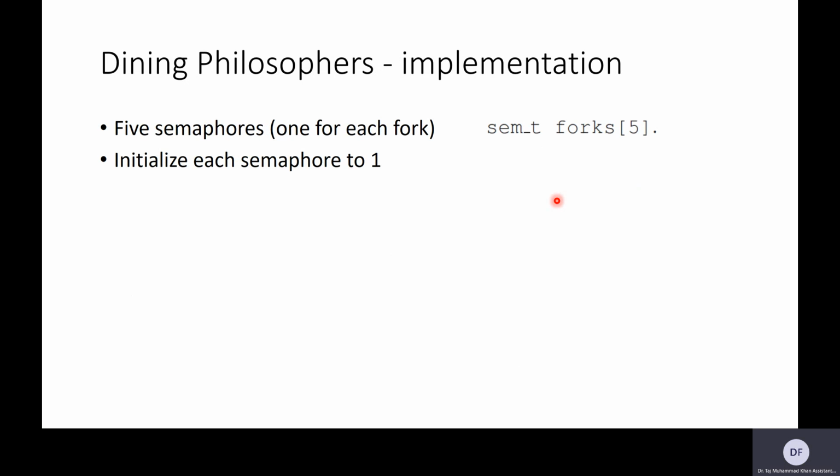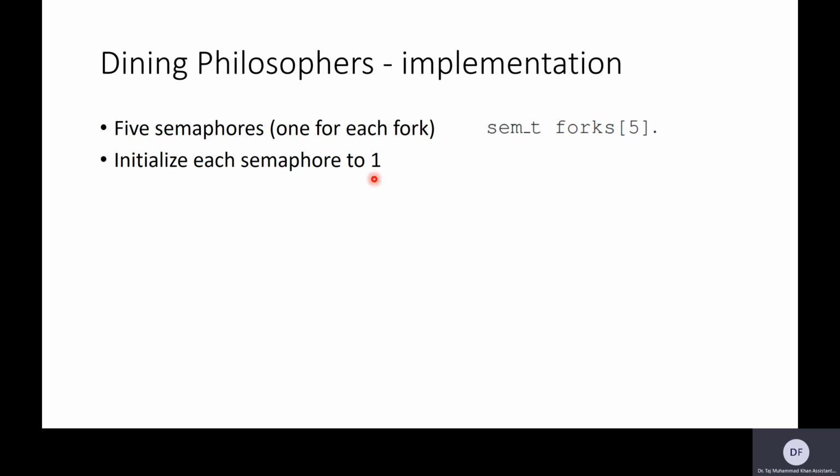So since we have to implement this waiting for forks if they are busy, we associate a semaphore with each fork. For each fork, we define a semaphore. We have 5 forks, so here we define 5 semaphores. We call them forks, and we initialize each of them to 1, because a fork can be acquired by only one philosopher.